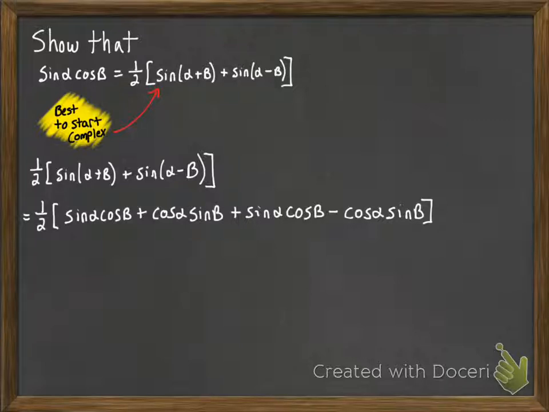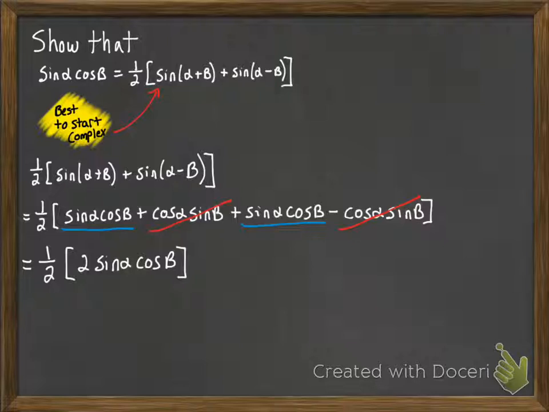Okay, hopefully you got the answer. If not, let's continue. You'll notice, much like the problem we just did, that we have some things that will cancel out, specifically those two. And we also have some things that will combine, particularly those two. So we can now say that we have 1/2 of 2 sine alpha cosine beta, but 1/2 of 2 is just sine alpha cosine beta, which is what we wanted to show.